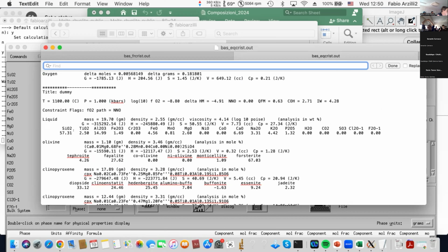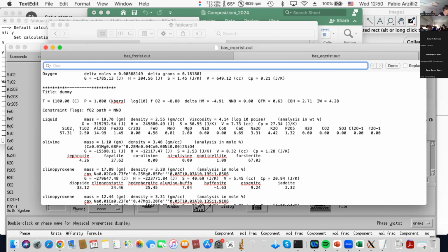Solids, they are accumulated mass fraction of solid. This is the fractionation, like the addition of all the small fractions. Yeah. Yeah, exactly.